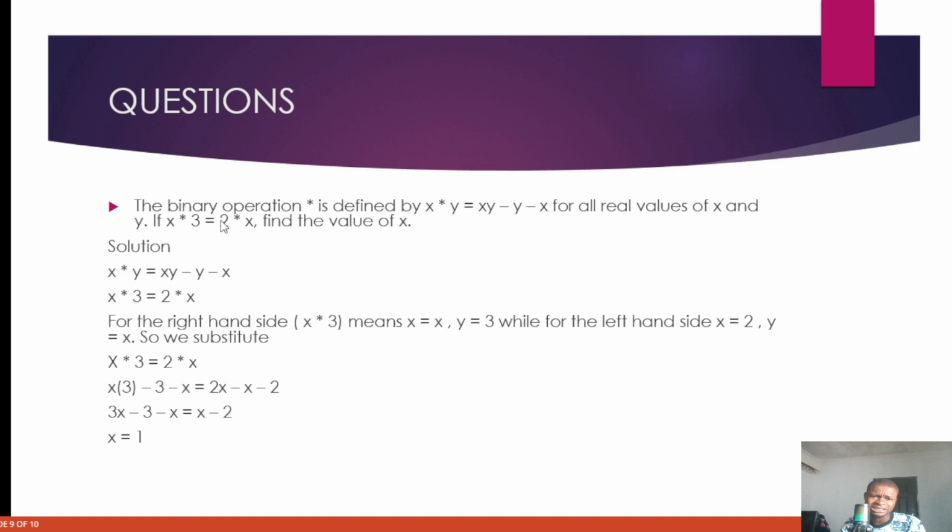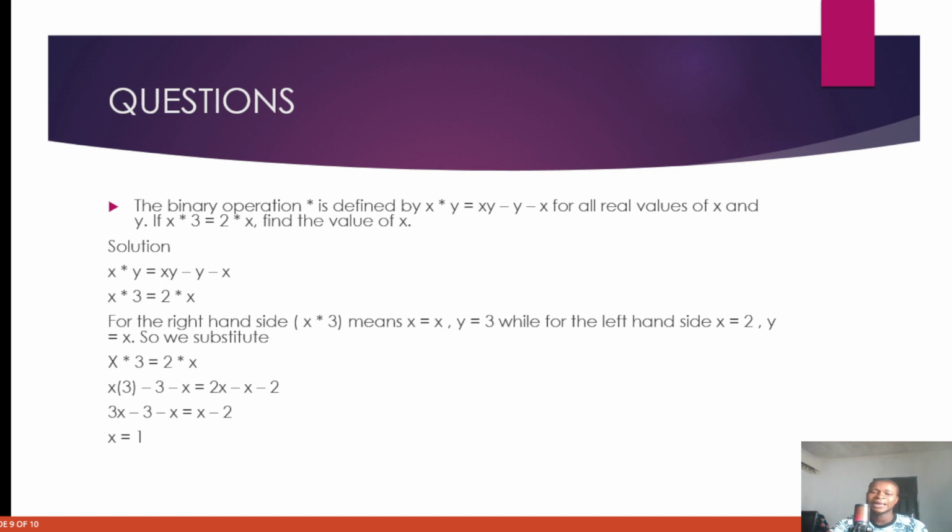Whenever I see x, I put x, and whenever I see y, I put 3 for this side. So that is why you are seeing me writing this. The same thing happens to the other side. Whenever I see x here, I put 2, and whenever I see y, I put x. So I substituted it for each other, and I have something like this. When I collect the like terms, I am able to get the value of x to be equal to 1.